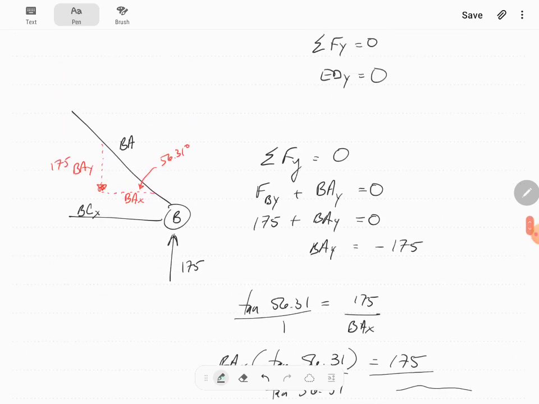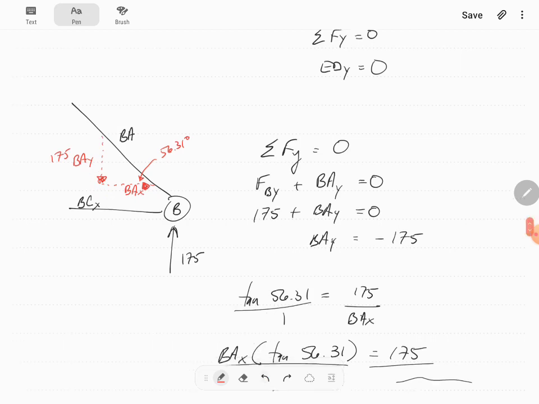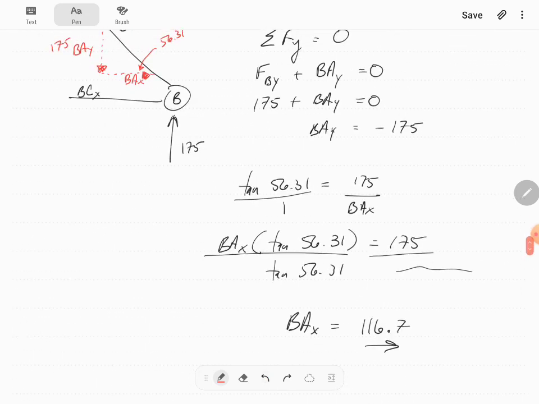What does that look like on here? We just found that this points to the right. Thank goodness. That makes sense because when I started right here on this member and went down, how do I get back to it? I have to go to the right. So that confirms that I've done that part correct. It is 116.7. Now I can do my x forces because now I have one of the two.